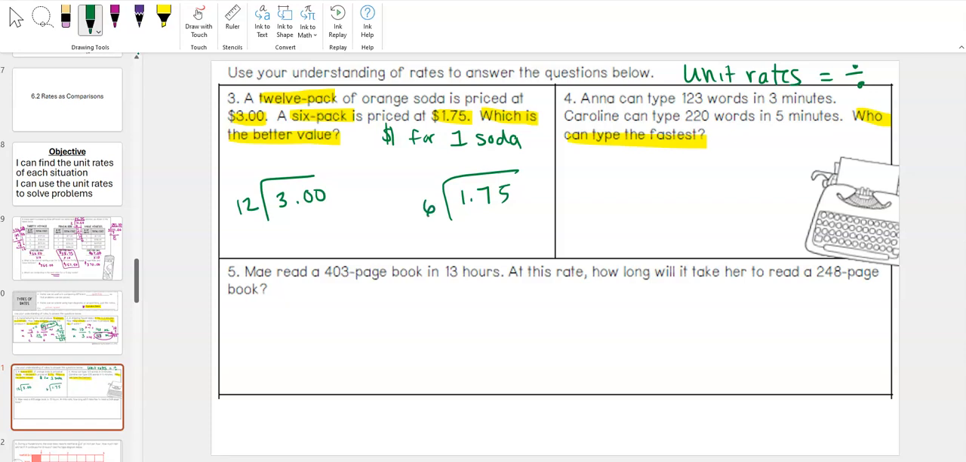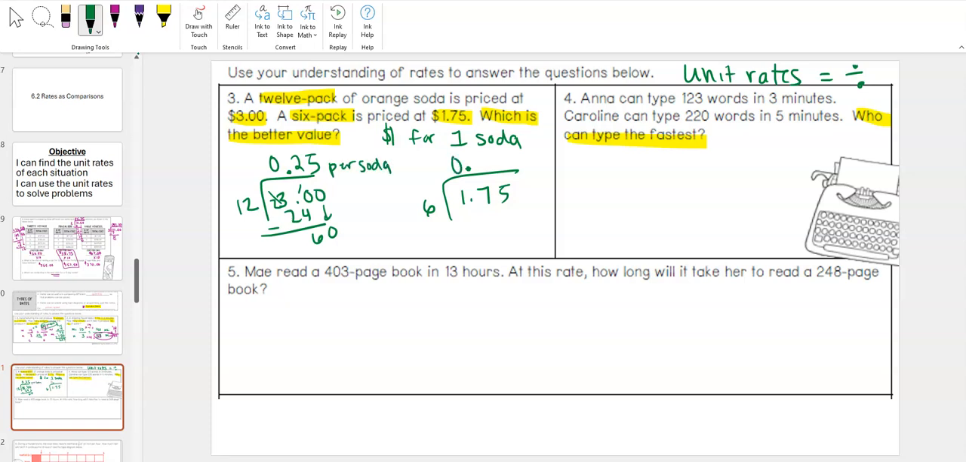And once I get my unit rates, I can compare. Don't forget to move your decimals straight up because we do not have decimals in the divisor. And we can go from there. 12 goes into 3 0 times, but it can go into 30 2 times. 12 goes into 60 5 times. That's 25 cents per soda.